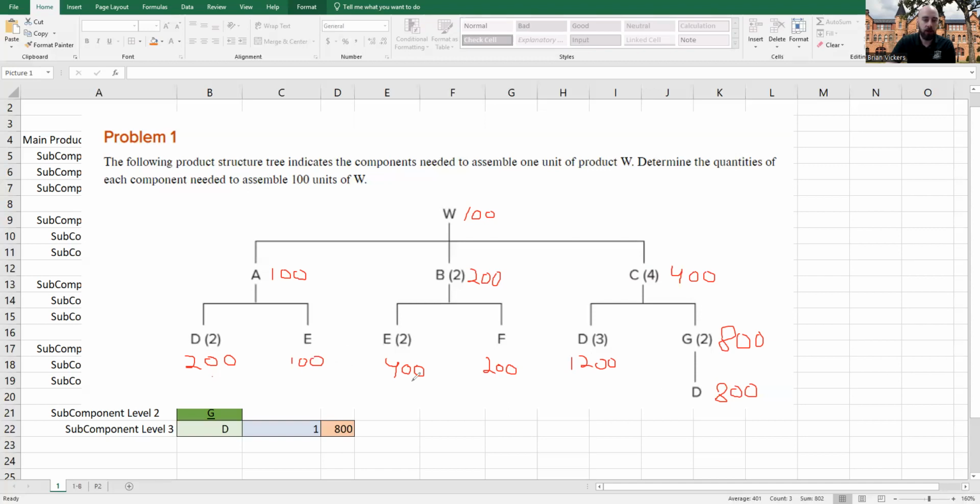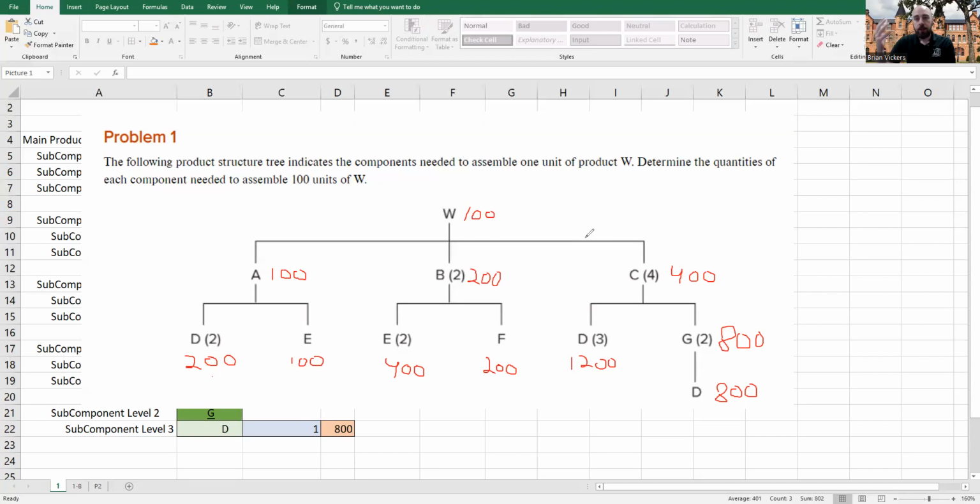How many E's do I need? I find them here and here. So I need 500. 100, 1 and 400 together are 500. F's 200. And then G's 800. And that's all there is to it. As long as you have, this is the gross needs. This is how many we need to make 100 W's.